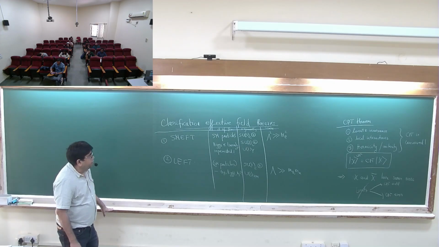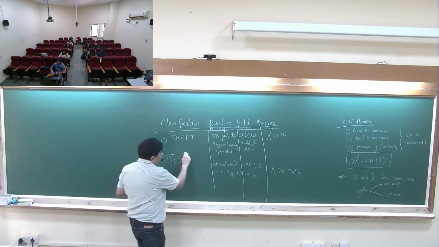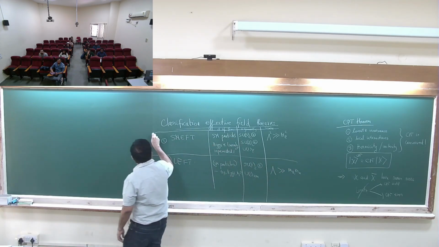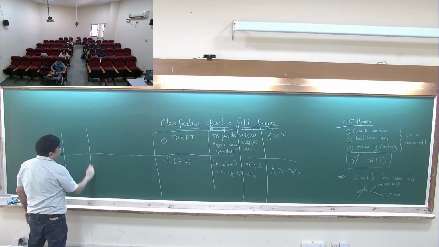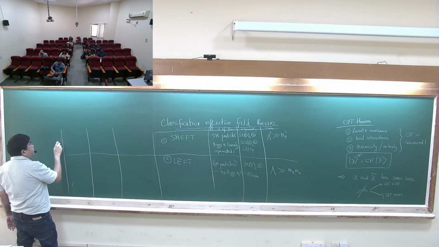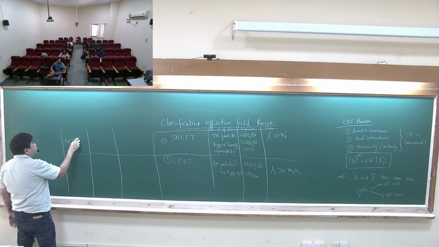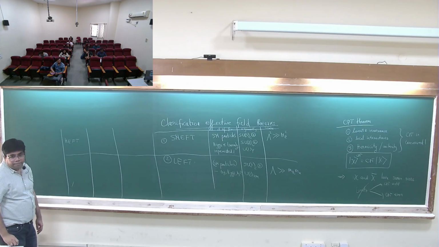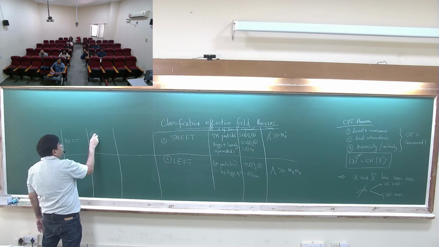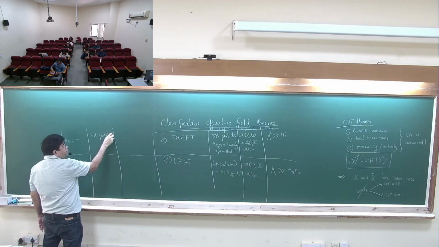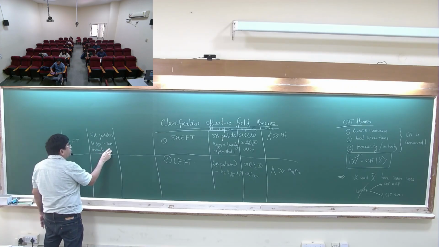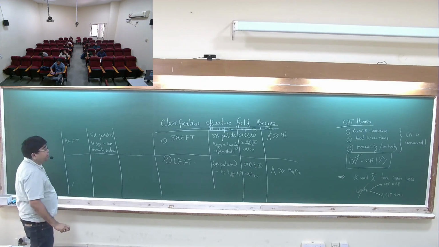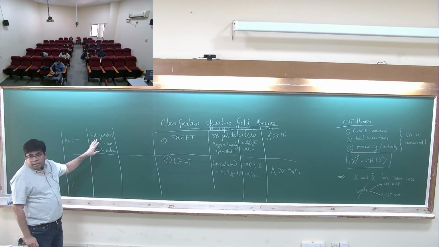Okay, there is another equivalent class of theories, I think, which was also discussed, called Higgs effective field theory, in which all the SM particles are there. The Higgs representation is nonlinear under the SU2 essentially.